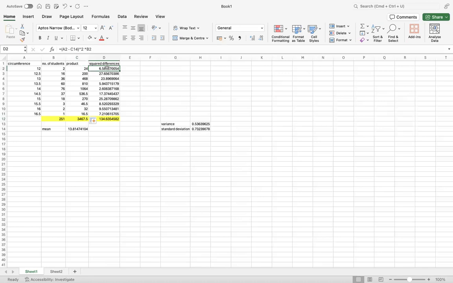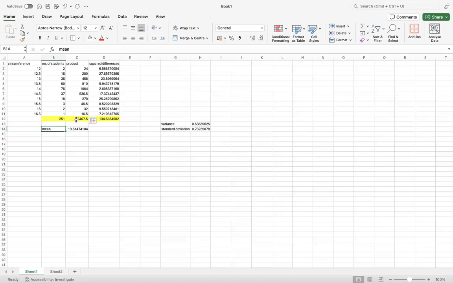So for square differences, what exactly you have to do is, this is a mean, right? What does mean? 13.81 is the mean. How did you get the mean? It's nothing but the sum of the product. You have done the sum of the product. How much was it? 3467, isn't it? Where is 3467? It is in the C12 cell. Sum of the product by total number of students will be the mean. Mean is nothing but the average.